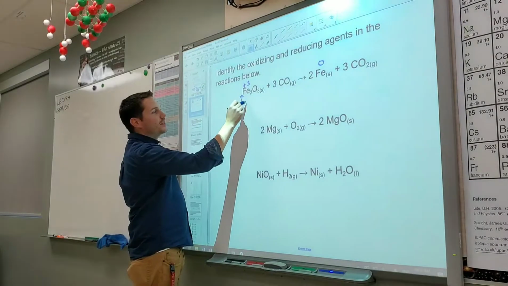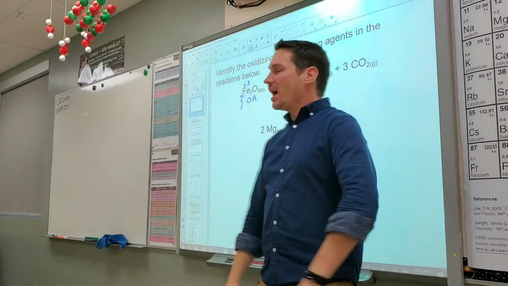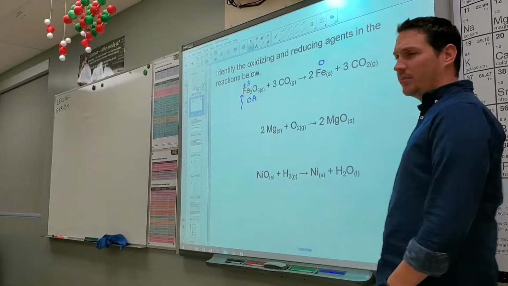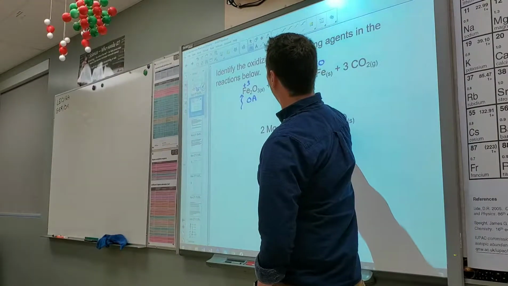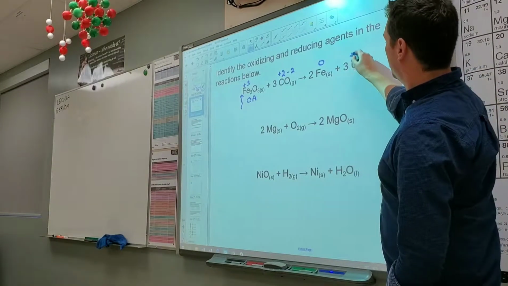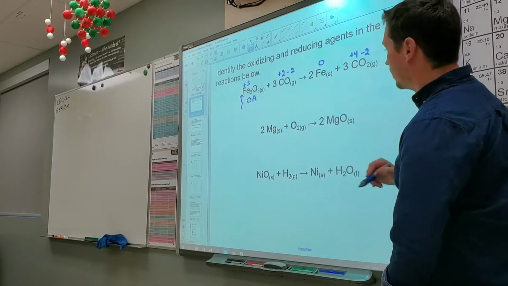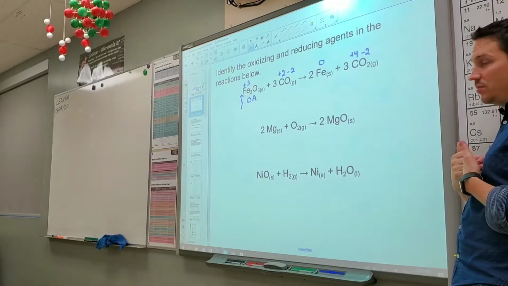So now this is our oxidizing agent. What happens to the carbon in carbon monoxide? It goes from +2 to what? To +4. Are we okay with that? Carbon goes from +2 to +4.